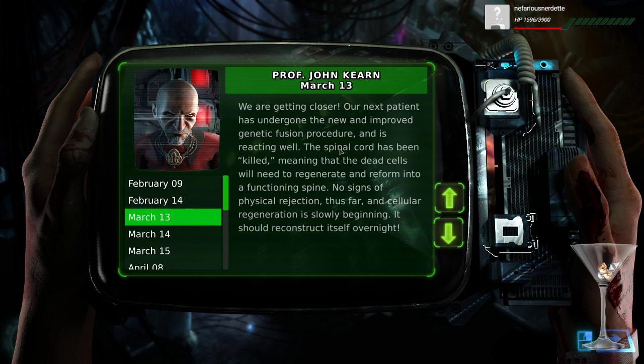March 13th. We're getting closer. Our next patient has undergone the new and improved genetic fusion procedure and is reacting well. The spinal cord has been killed, meaning that the dead cells will need to regenerate and reform into a functioning spine. No signs of physical rejection thus far, and cellular regeneration is slowly beginning. It should construct itself overnight.